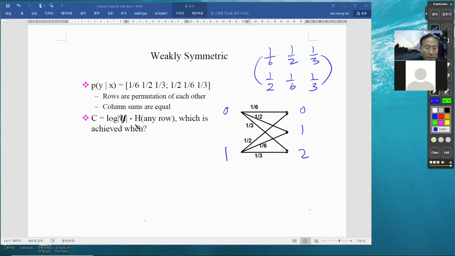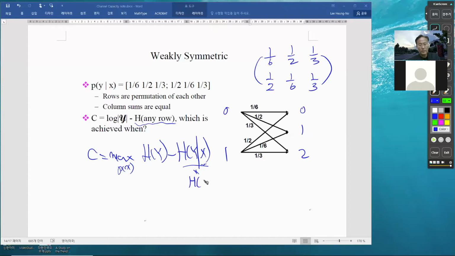So we can immediately say the second part, right? The capacity is the maximum over the input distribution P(x) of the entropy of Y minus the entropy of Y given X. Since for each x the distribution is the same, the second part can be written immediately as the entropy of that distribution.